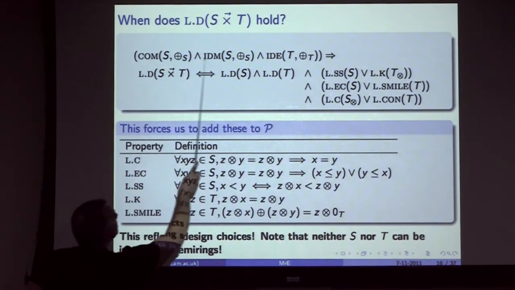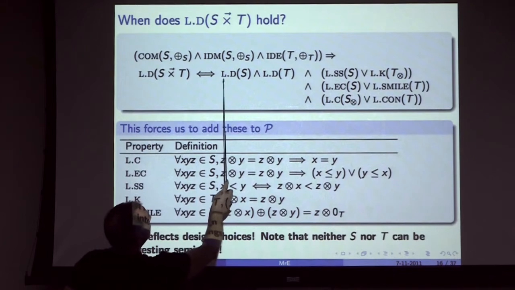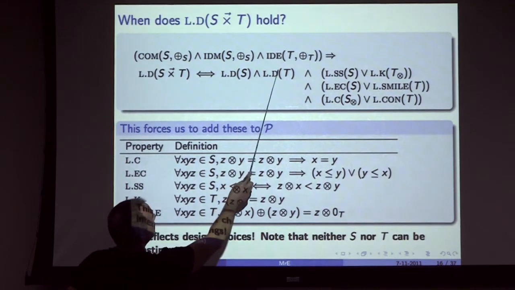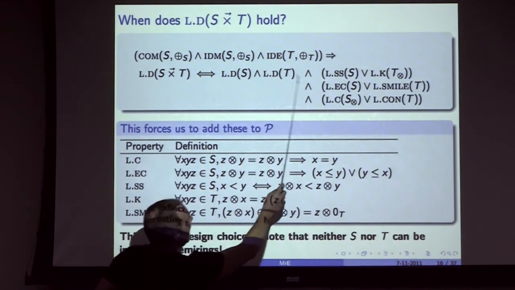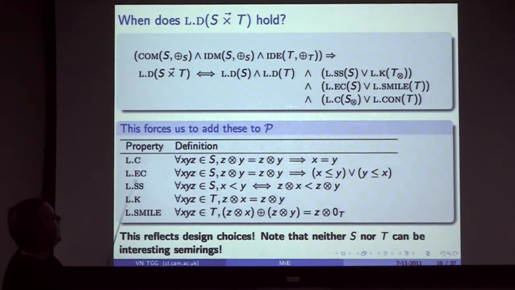So given that it's well formed, that the additive component is going to be associative, then if S is left distributive and T is left distributive, and one of these conjuncts is true, then that's if and only if the original thing is left distributive. So we have to look at that.